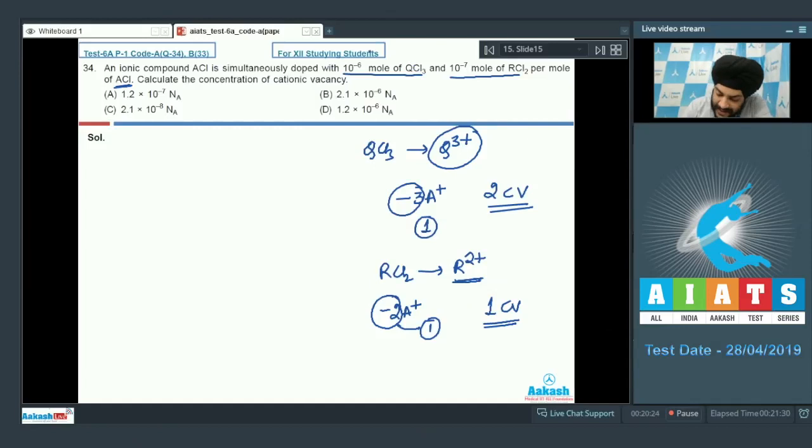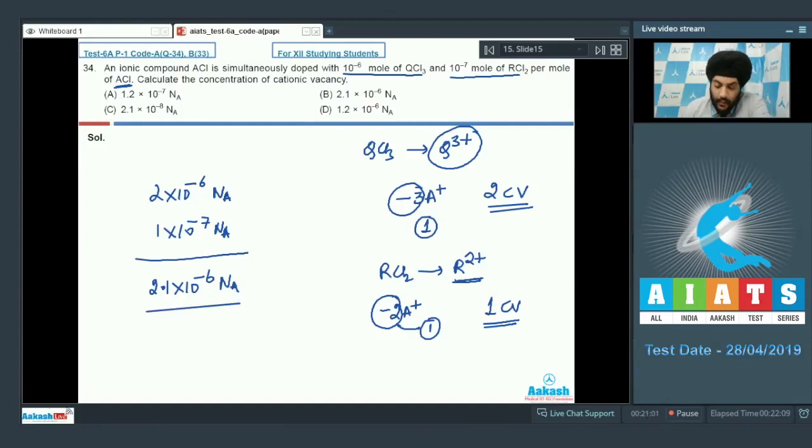Now if we talk about the actual number of moles given to us, we can see that 2 into 10 to the power minus 6 cationic vacancies will be created by induction of 10 to the power minus 6 mole of QCl3, and 1 into 10 to the power minus 7 cationic vacancies will be created due to the induction of 10 to the power minus 7 mole of RCl2. Now if we talk about the concentration, we just have to multiply these numbers with Na and add them. So upon addition, we get 2.1 into 10 to the power minus 6 into Na. So if you look at the options which are given to us, we can clearly see that we have to mark the option B as the correct answer to question number 34. Let us look at the next question.